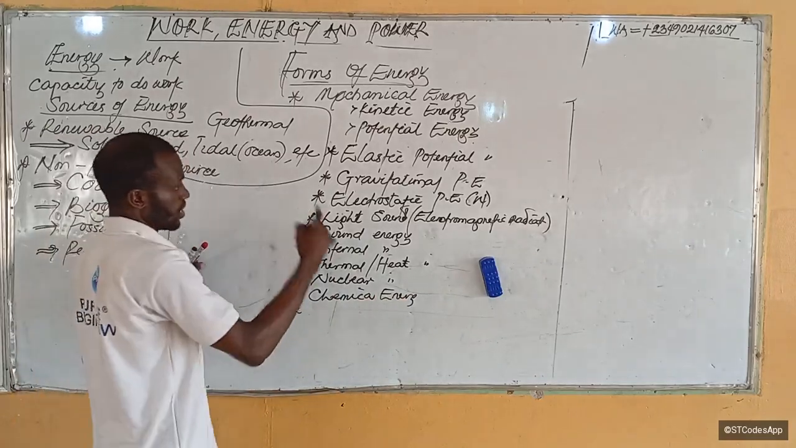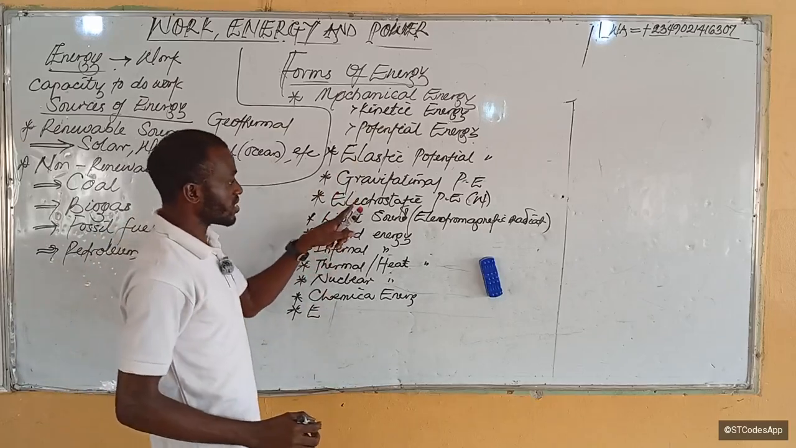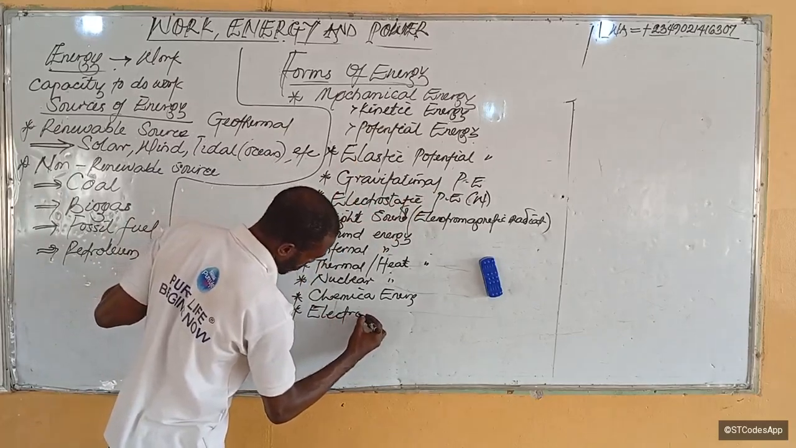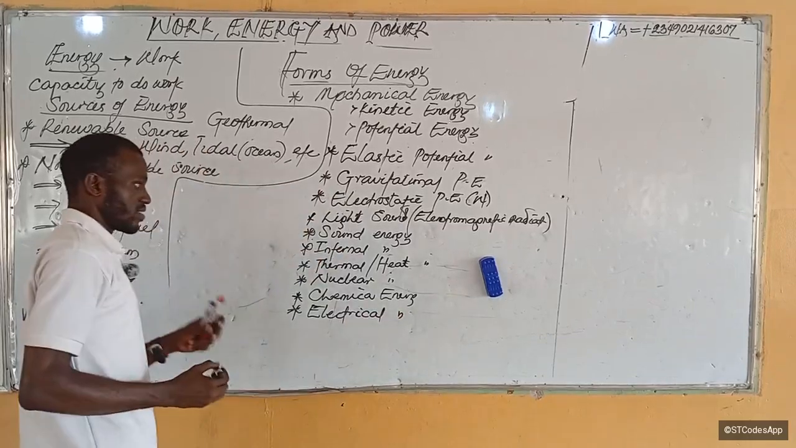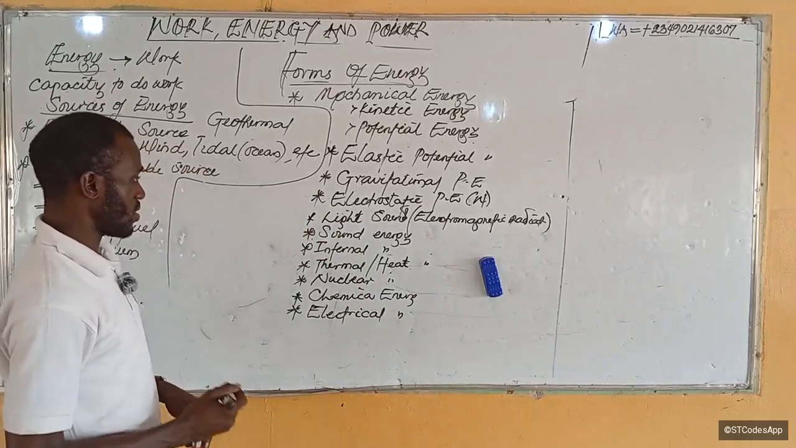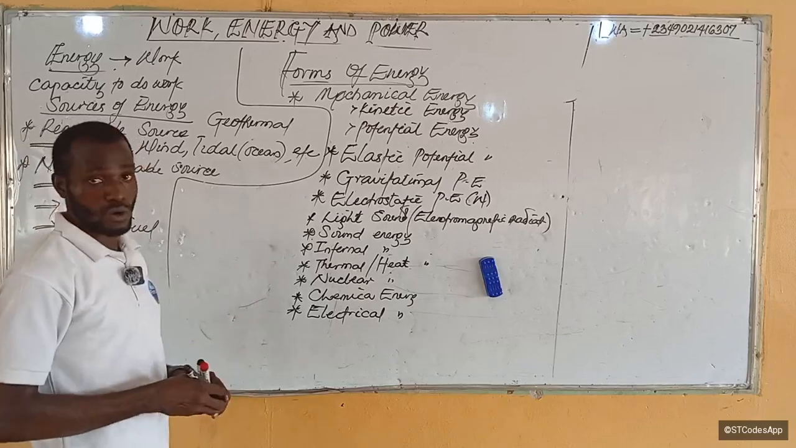We have electric energy. Okay, now don't mistake this. This one is electrostatic potential energy. This one is electrical energy. Okay, so there is that. You see, there are many forms of energy. There is probably still one or two that I have not mentioned. So these are the forms of energy.